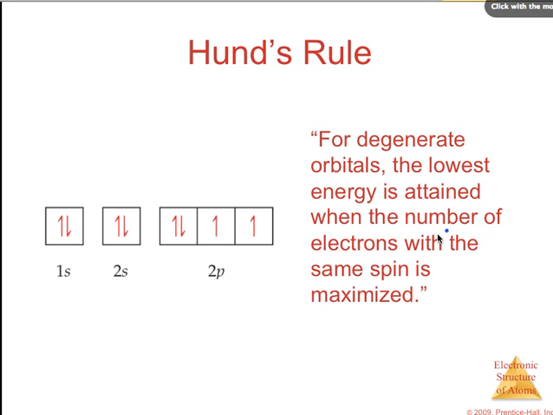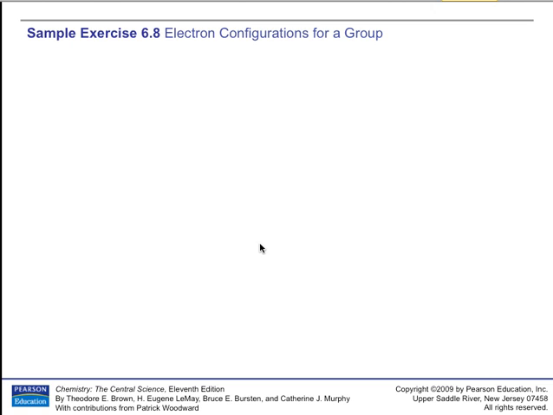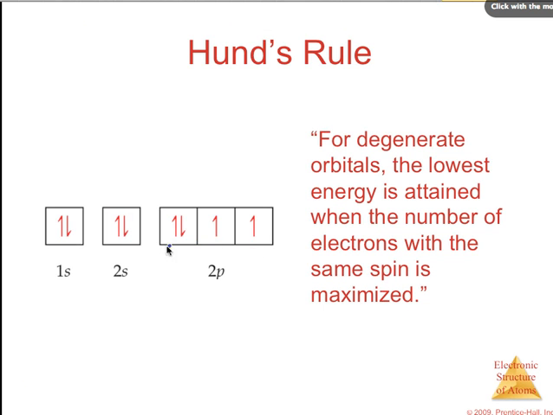We have Hund's rule for degenerate orbitals, meaning orbitals at the same energy level. And that really means we're going to be talking about atoms other than hydrogen, so that this 2p sublevel, all of the orbitals are degenerate, meaning at the same energy level. The lowest energy is attained when the number of electrons with the same spin is maximized. So you can say that you fill in 1 electron per orbital before you start doubling up, is Hund's rule.